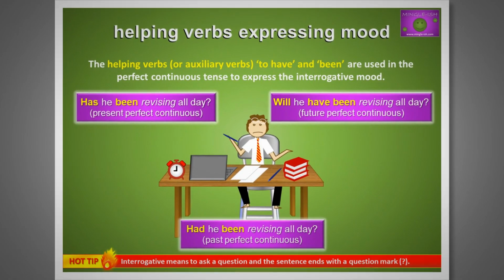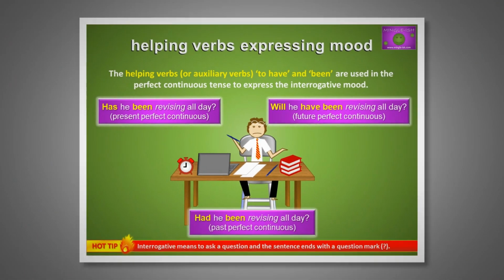The helping verbs to have and been are used in the perfect continuous tense to express the interrogative mood. Has he been revising all day? The present perfect continuous tense. Had he been revising all day? The past perfect continuous tense. Will he have been revising all day? The future perfect continuous tense.